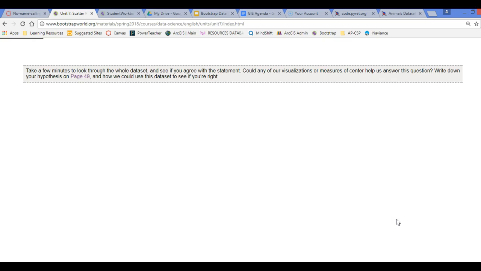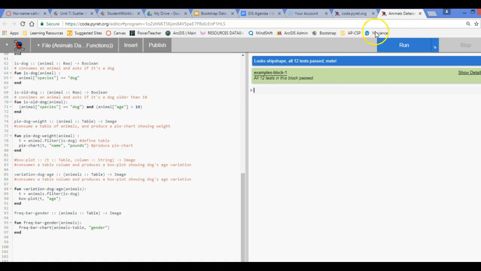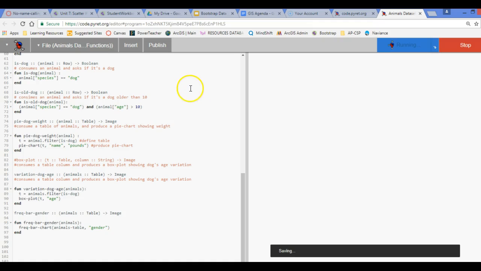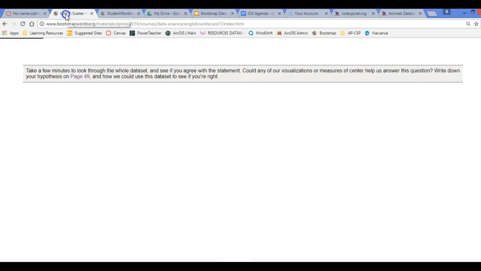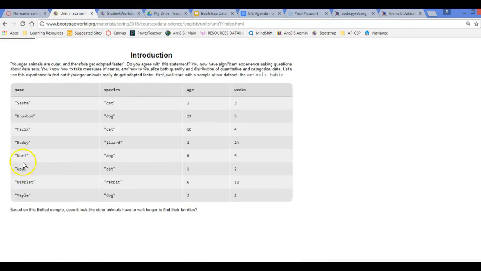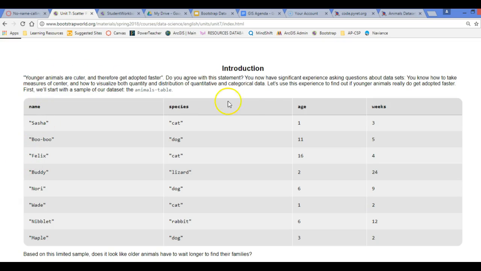So take a few minutes to look through the whole data set. So I want you to go out to Pyret into your animals data set, and I want you to take a look at it. Could you use any visualizations or measures of center to help answer the question? And once you take a look at that, I want you to write your hypothesis on page 49. So we would go here and we can run our data set for the animals functions. And maybe we want to look at a few things to see whether or not there is a relationship between younger animals and adoption times.